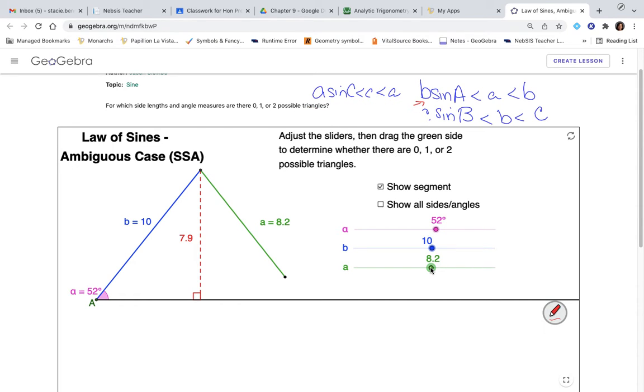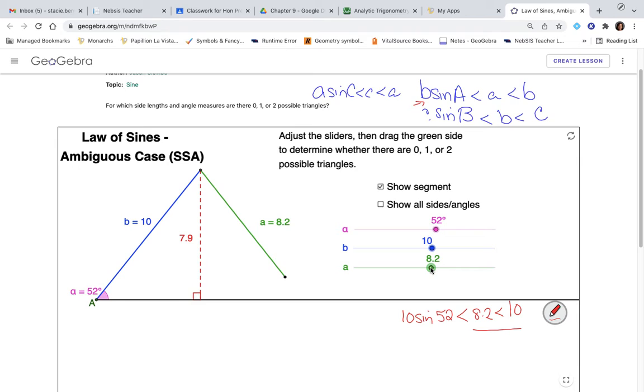We're saying B sine A, 10 sine 52, less than A, less than B. Right? Okay? These two, definitely, we can look at it and see it.